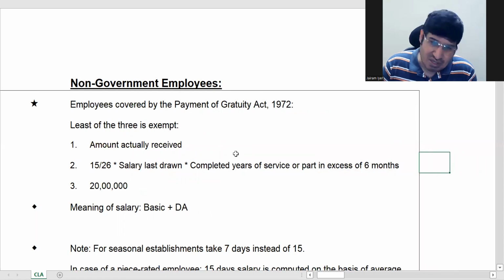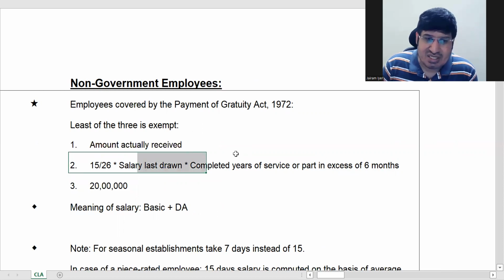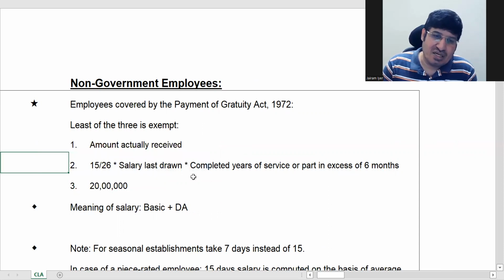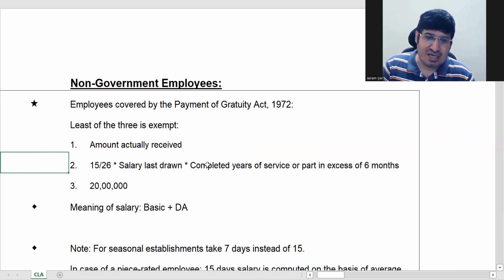That means, okay, yourself I'll explain you 1 minute. Okay, this point I'll explain you. Then here this salary last drawn is mentioned, right? Salary last drawn here. So what is salary? Is it basic salary? Is it basic salary plus allowances? What is the meaning of salary? Okay, so taxation meaning of salary is very important. So here salary means basic salary plus DA, dearness allowance. Okay.